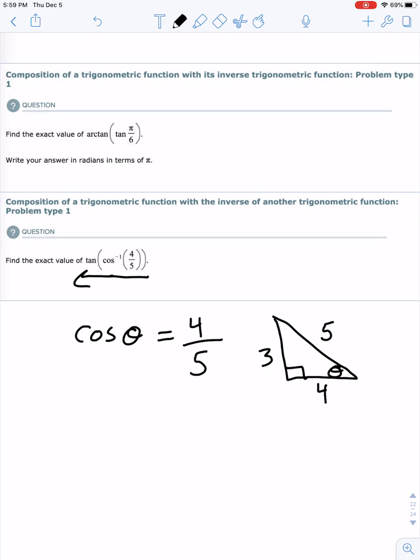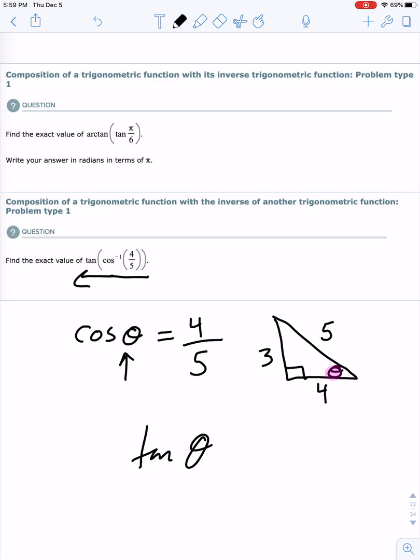So let's identify which angle we're dealing with. Actually, we've already done that. We know that we're dealing with this angle here, correct? We don't actually need to know that angle to answer this question. Now, if this were the only question we had and it said solve for theta, yes, we would need that. But we don't need to know that. We just need to know the tangent of that value of theta.